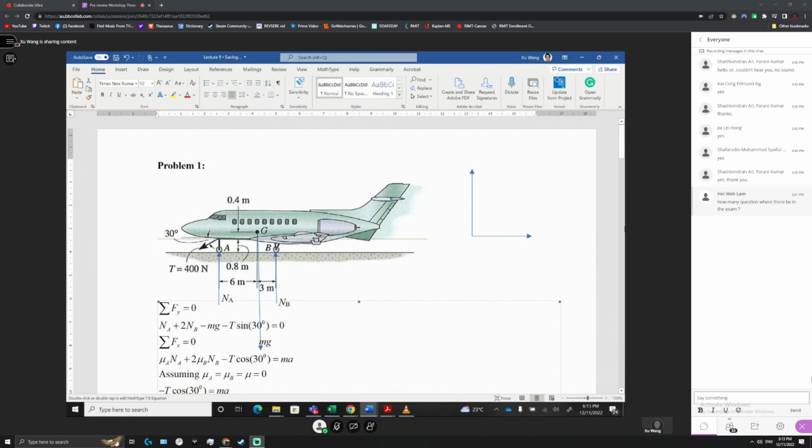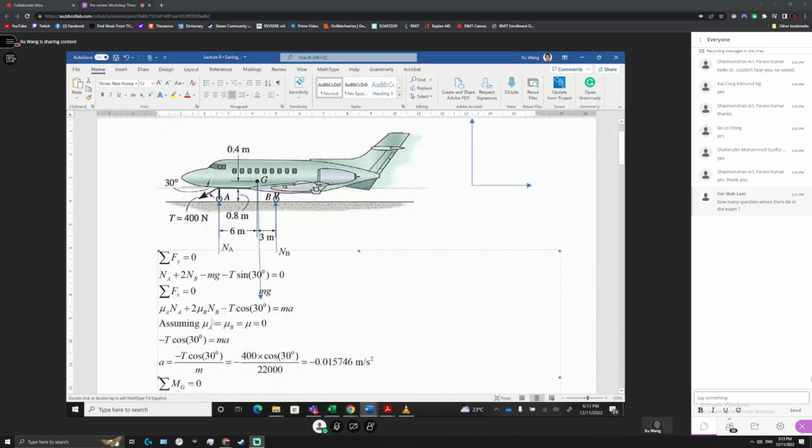So what is left is minus T cosine 30 degrees equals Ma. We know T is 400, the cosine of 30 degrees, and M is 22,000 kilograms. Put the numbers in and you will get the acceleration. The acceleration is negative because it is opposite to the positive direction. After we have solved the acceleration, next we have to solve the reaction forces.